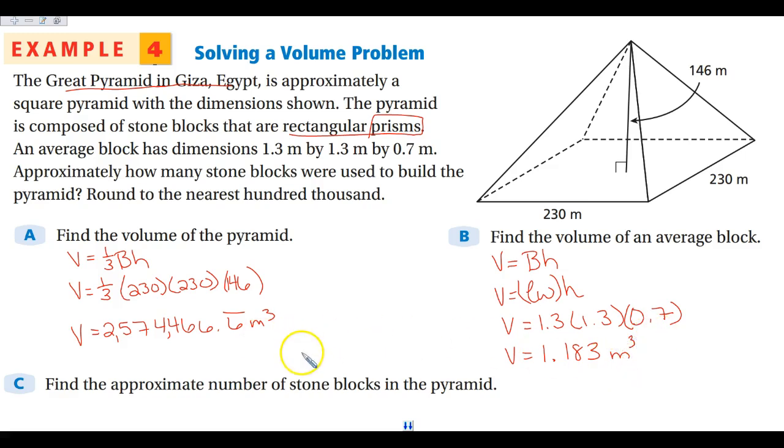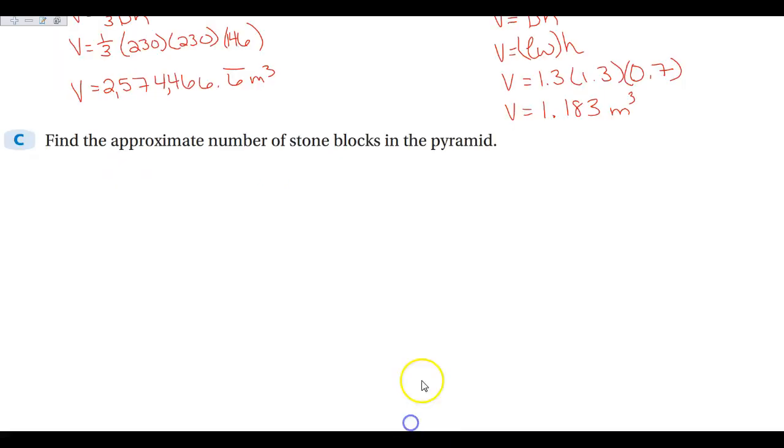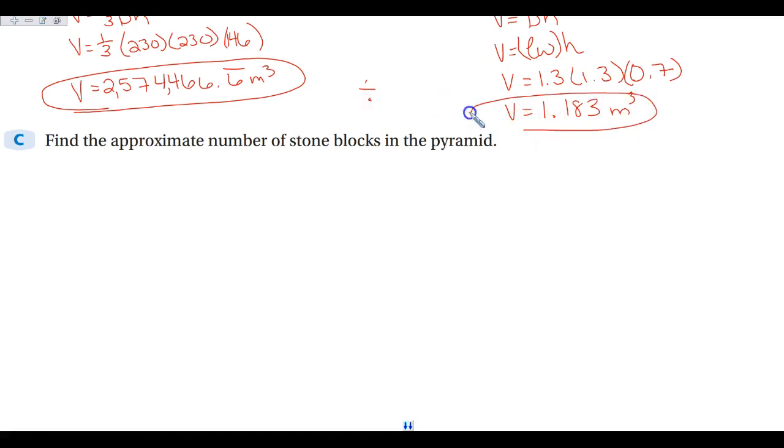Okay, so now that I have the volume of the pyramid and I have the volume of an average block, I'm going to take this number and divide it by this number.